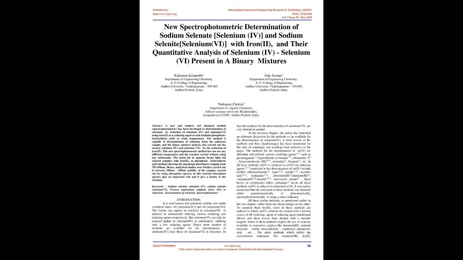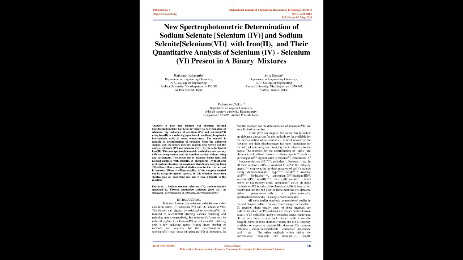The methods for the determination of Se(IV) are abundant and utilize various oxidizing agents 1-13 such as permanganate 1-6, hypochlorite or bromite 7-8, chloramine T 9, hexacyanoferrate(III) 10, 11, periodate 12, bromate 13, etc. In all these methods Se(IV) is oxidized to Se(VI).